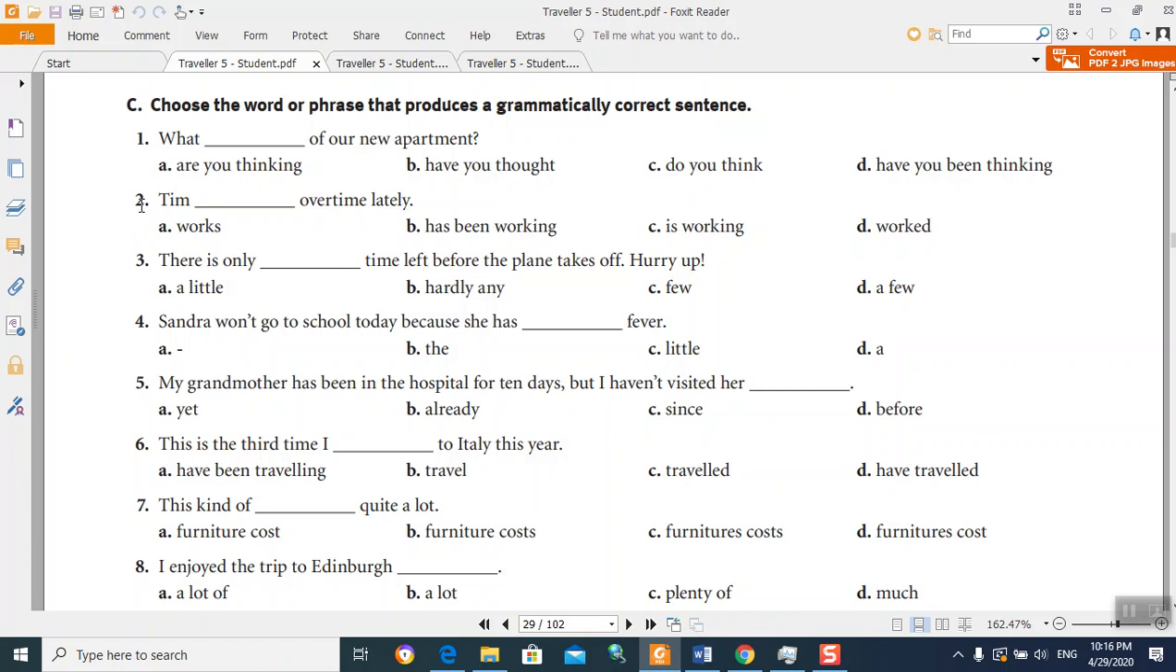Number 2. I will show you the answers at the end of this class.